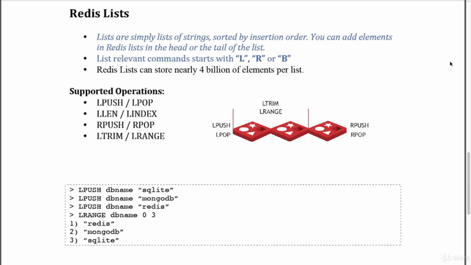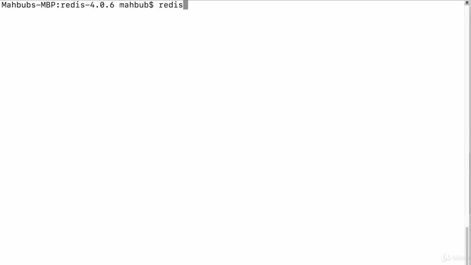Here is an example shown. lpush db name is the key name, and the value is SQLite. Another lpush with key name db name and the value MongoDB. Then lpush key name db name, value Redis. If we list these elements, we can run the lrange command with the range 0 to 3. It will show the values in order: at first Redis, then MongoDB, then SQLite.